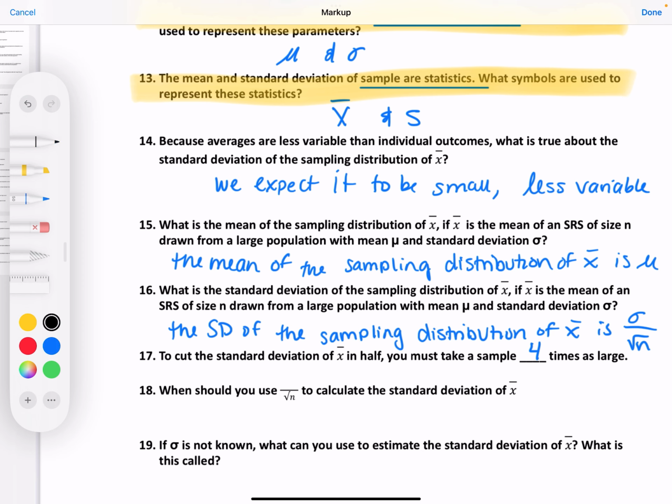Not really sure where it disappeared to, but there should be a sigma on top of this here. When should you use sigma over the square root of n to calculate the standard deviation of X bar? Only when the population standard deviation is known.